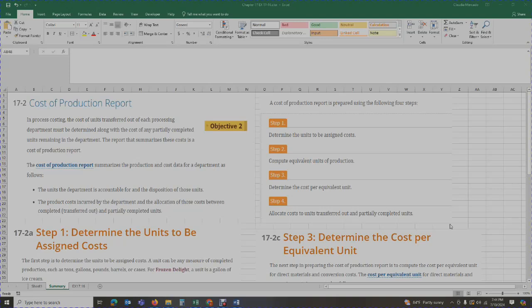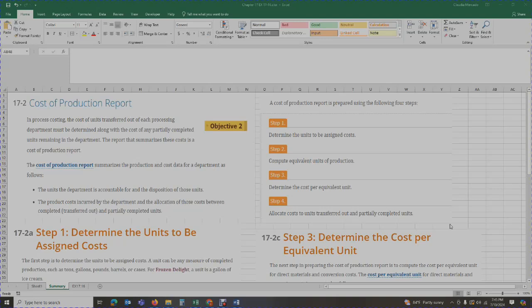In process costing, the cost of units transferred out of each processing department must be determined along with the cost of any partially completed units remaining in the department. Because in the real world, we would finish everything, but that's not how it works. Sometimes we start and we don't get to finish it all. So we need to be able to allocate those partially completed units remaining in each of the departments. The cost of production report summarizes these costs.